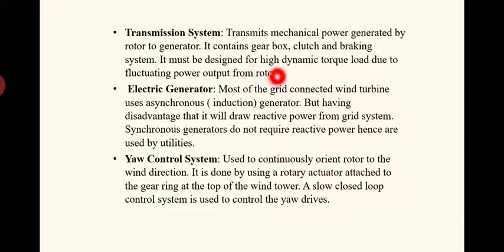It must be designed for high dynamic torque load due to fluctuating power output from the rotor. See, based on the wind speed, the RPM or the rotary motion of the hub will be varying. So a fluctuating torque will always be acting on this transmission system. So it must be designed for high dynamic torque load due to fluctuating power output.